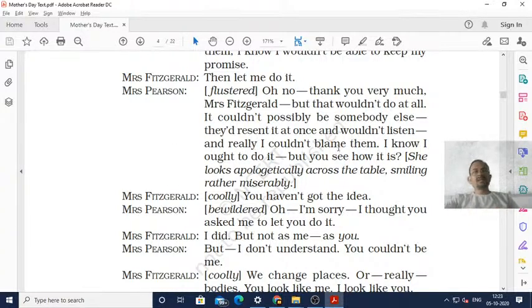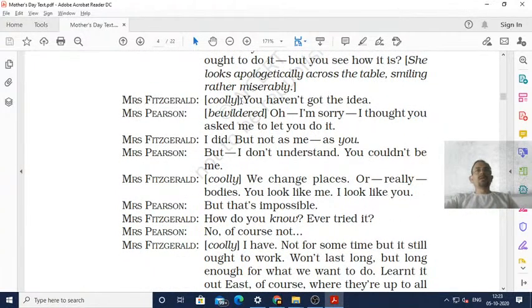Then you see Mrs. Fitzgerald, coolly: You haven't got the idea of what I want to say. Mrs. Pearson, bewildered: Oh, I'm sorry. I thought you asked me to let you do it. I thought you would come to my house and you shall do it for me. Mrs. Fitzgerald: I did, but not as me, as you.